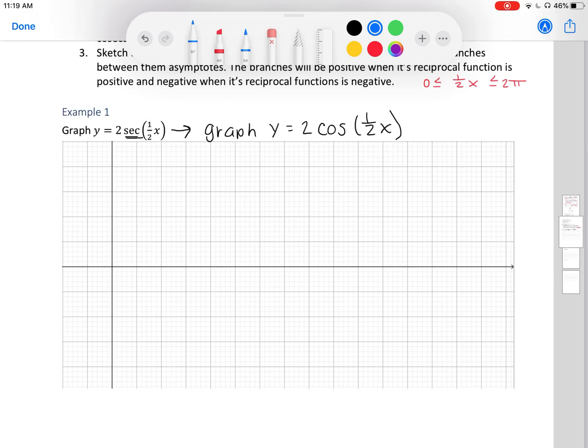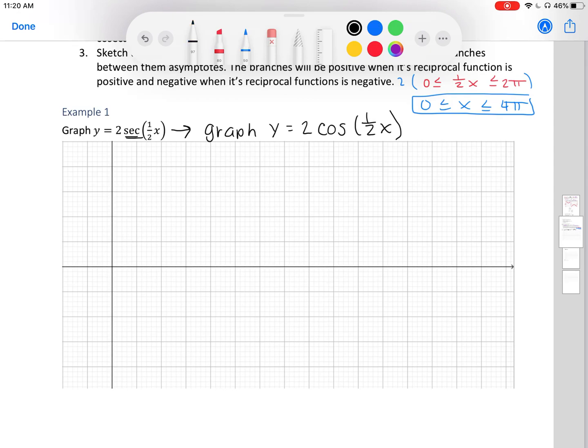We go ahead and try to get x by itself, so let's multiply by 2 on both sides. So 0 times 2 is 0, less than or equal to x, less than or equal to 4 pi. So we have this as our interval. So our graph will range from 0 to 4 pi. That is our period. Now we want to find important points, so let's divide it by 4.